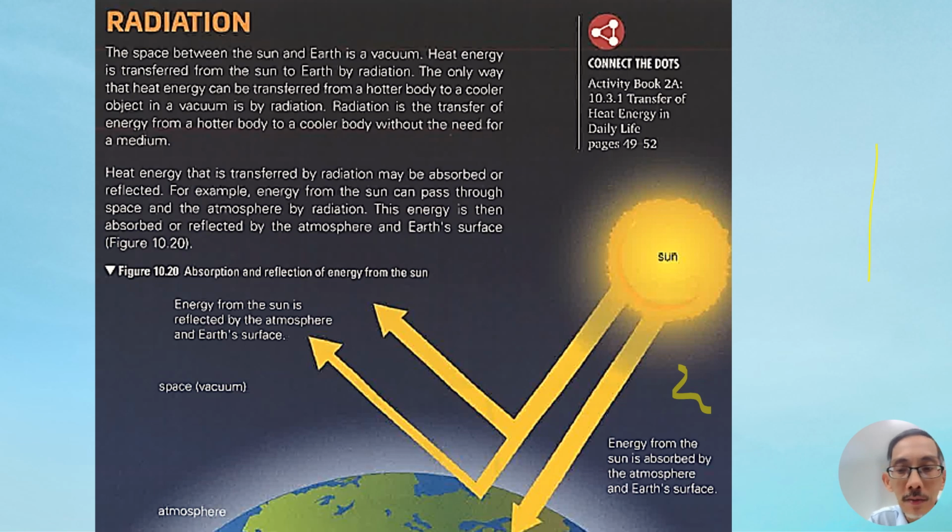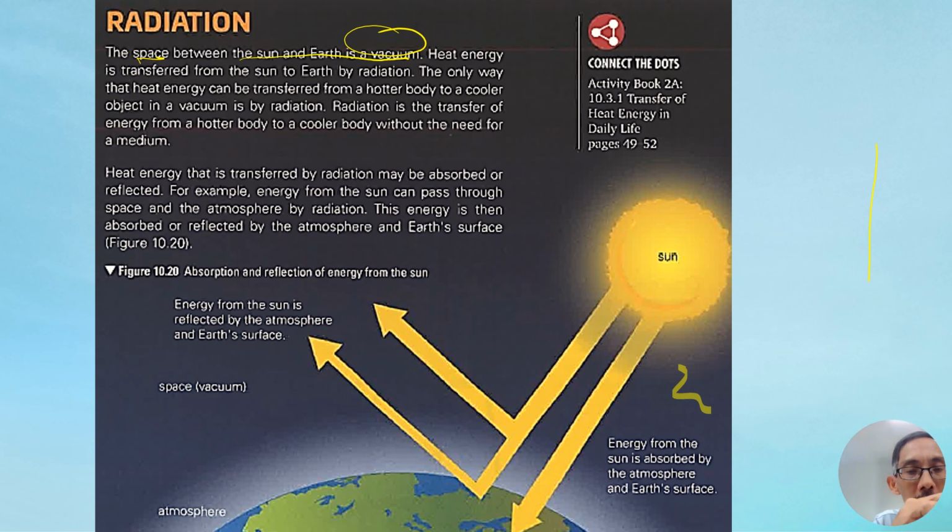So this is the final method or way that heat can be transferred, and it's called radiation. All right, so let's get a few important points clear first. Okay, what is so unique about radiation? Let me make sure that you are aware of this first, or I think most of you should be aware. Between the sun and earth, the space is called a vacuum, isn't it?